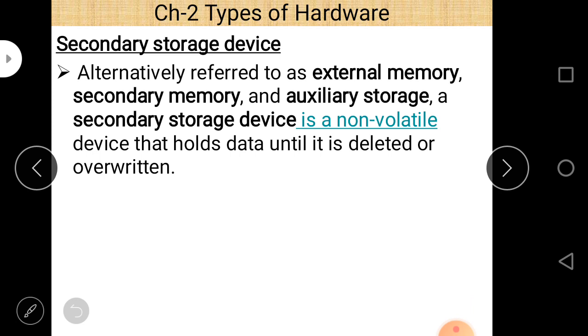So first of all, what is a secondary storage device? A secondary storage device is also called external memory, secondary memory, or auxiliary memory. One of the most important points is that it is a non-volatile memory. It means that data is permanently saved in this type of memory.